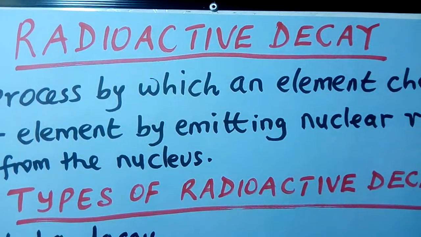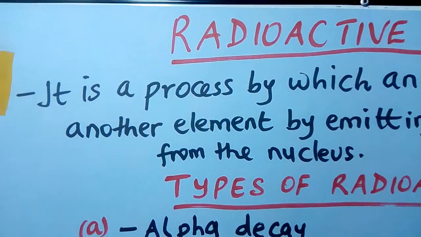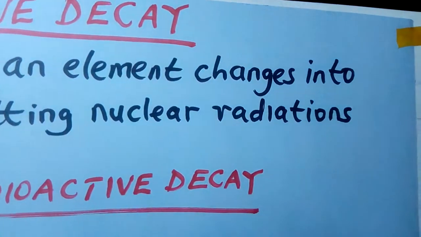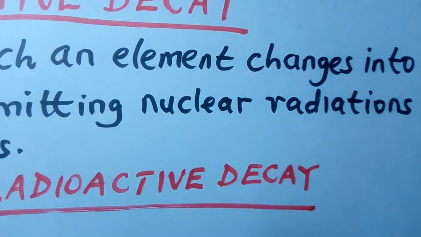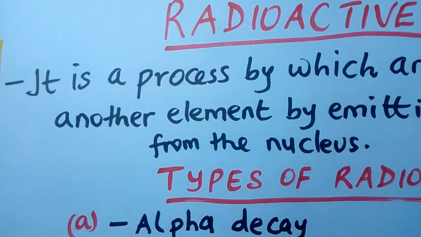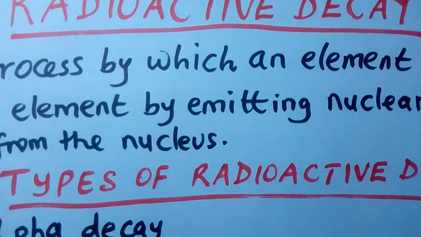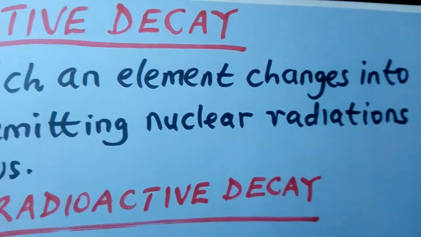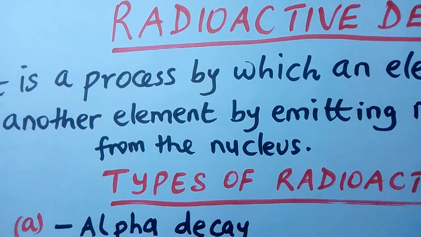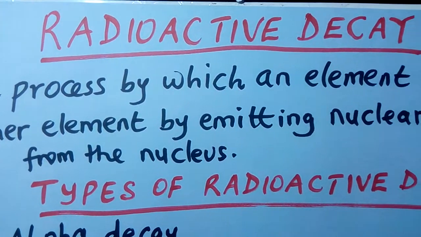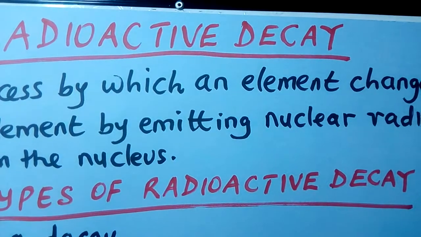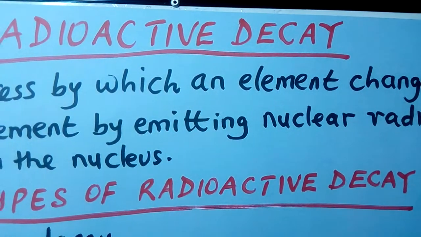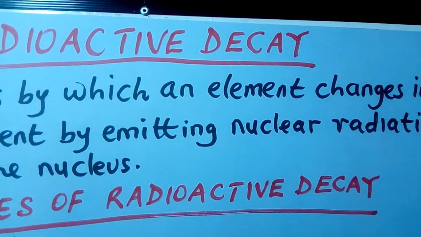So we can now look at radioactive decay. Radioactive decay simply means a process by which an element changes into another element by emitting nuclear radiations from the nucleus. So a process where an element changes into another one, and for it to change to another one, it changes by producing radiations. What are these radiations? Alpha particles, beta particles, and gamma rays.